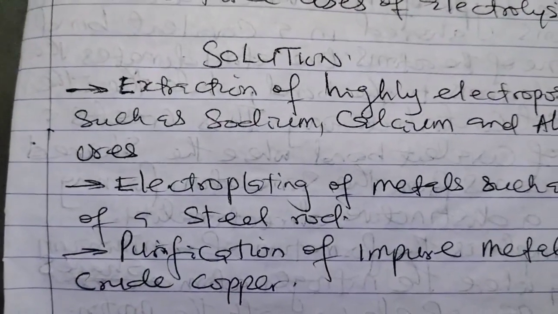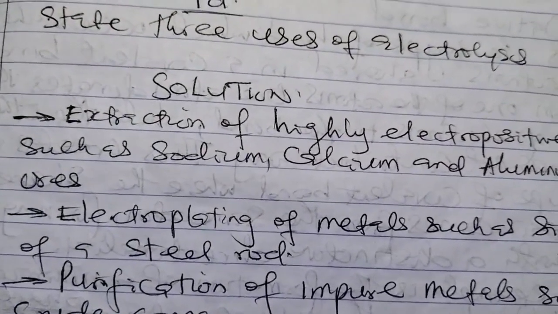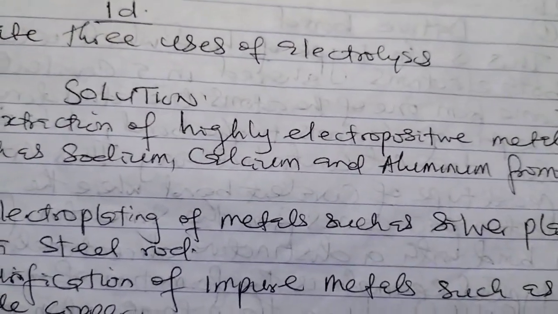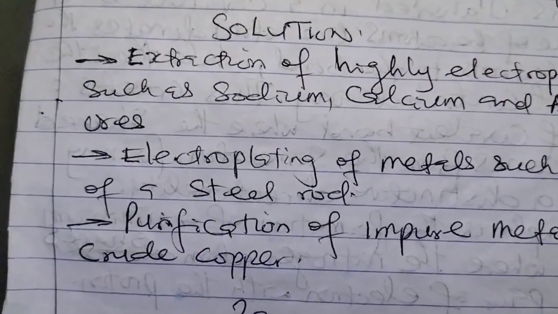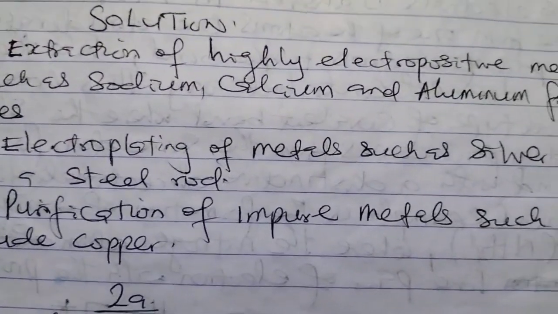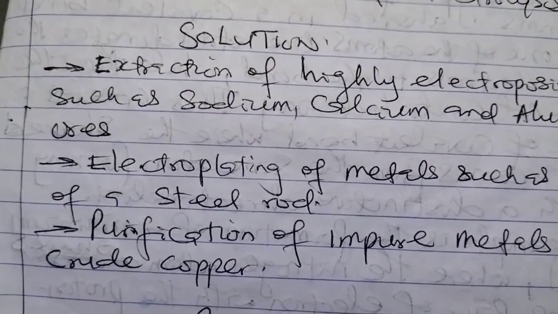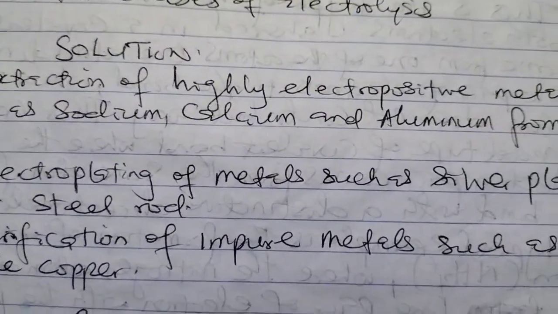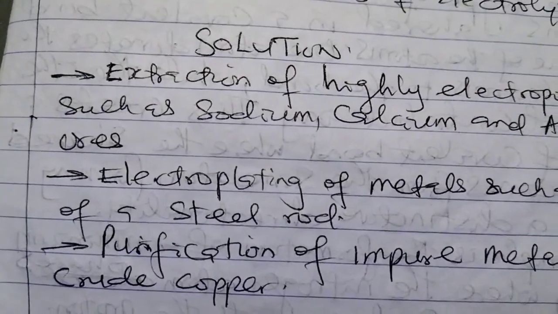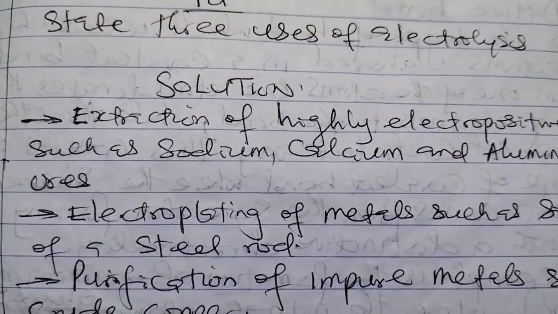Number 2, plating of metals such as silver plating of a steel rod, gold plating of a steel rod, and so on. Number 3 application or use of it is purification of impure metals, such as crude or impure copper. Purification of impure metals such as crude or impure copper. So these are 3 basic uses of electrolysis as we are asked to provide.